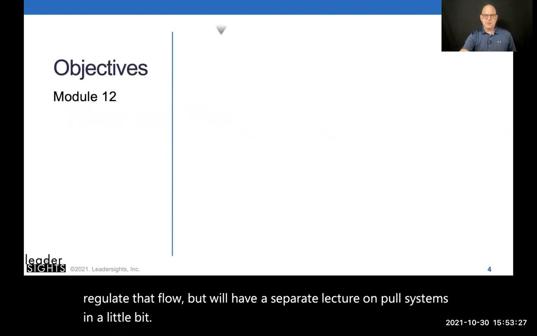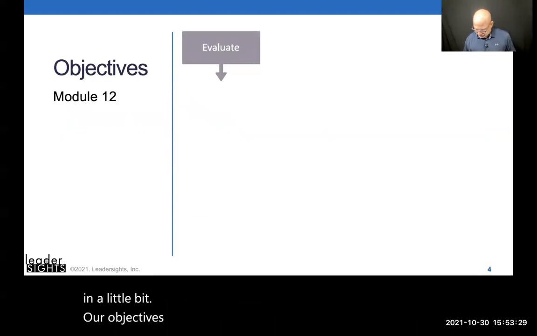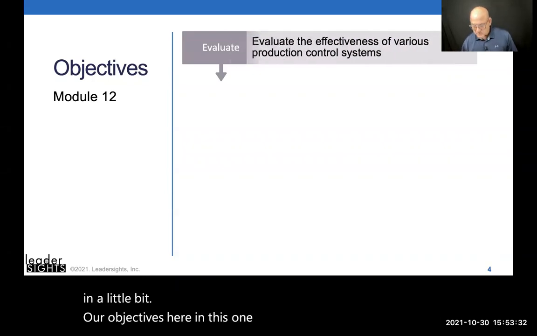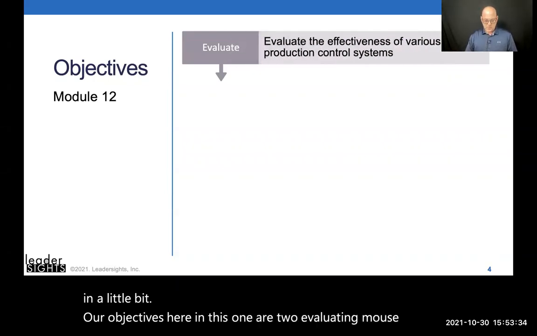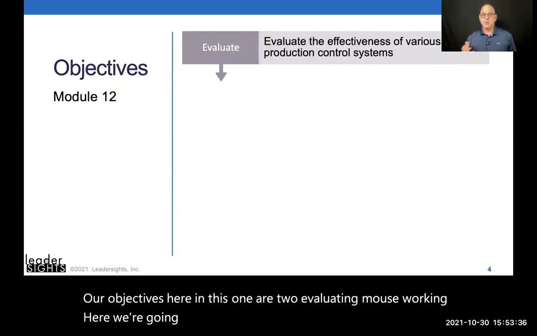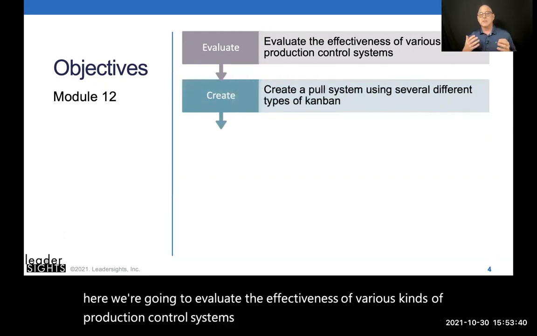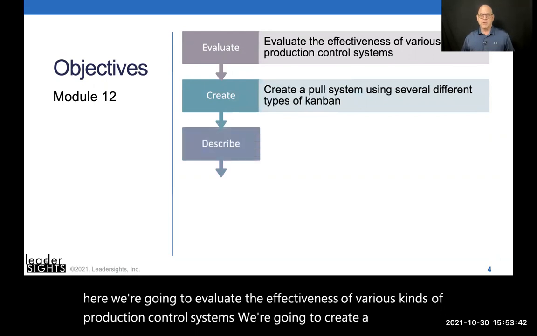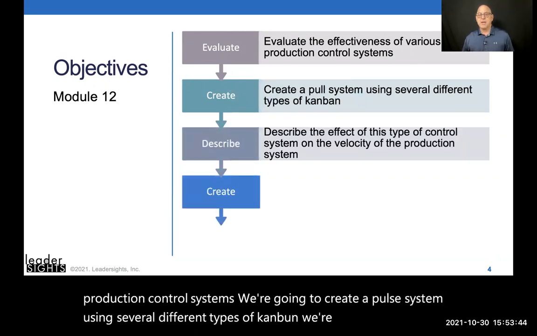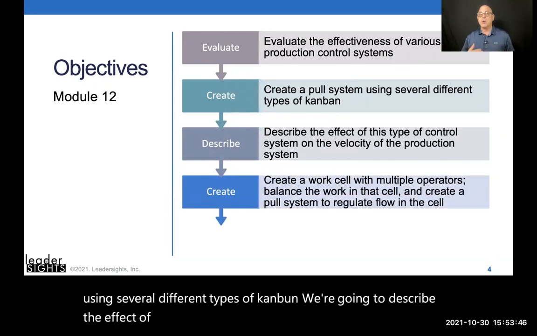Our objectives here in this one are to evaluate the effectiveness of various kinds of production control systems. We're going to create a pull system using several different types of Kanban. We're going to describe the effect of that type of control system on the velocity of the production system.